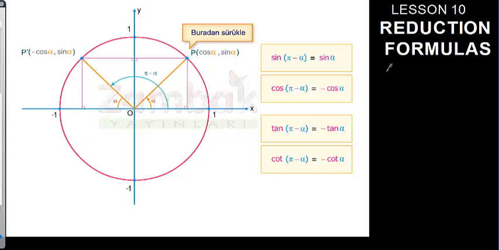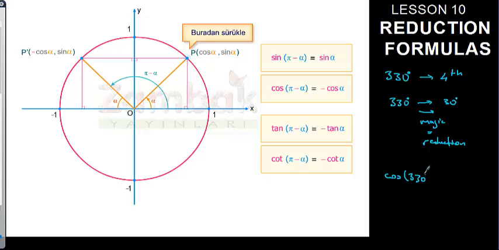Let's say the angle is in the fourth quadrant, which is 330 degrees. 330 degrees is in the fourth quadrant, and I'm going to relate this 330 degrees with 30 degrees. This relation is, somehow, magic, and this magic is called reduction formulas. When we are looking for cosine 330, by the magic of reduction formulas, it's going to be equal to cosine 30, which is equal to root 3 over 2. I'm going to explain how that works.